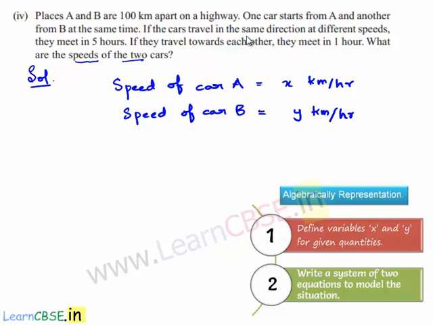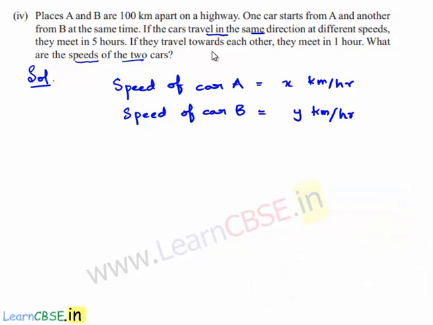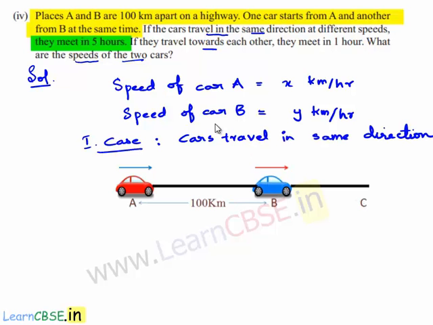So in this problem we are given two cases. One is the cars travel in the same direction, and the other one is the cars travel towards each other. So first let us see case 1, that is first case, cars travel in same direction. According to the given problem, places A and B are separated by a distance of 100 kilometers, and car A and car B are traveling in the same direction. Both of them meet at a common point C after 5 hours.